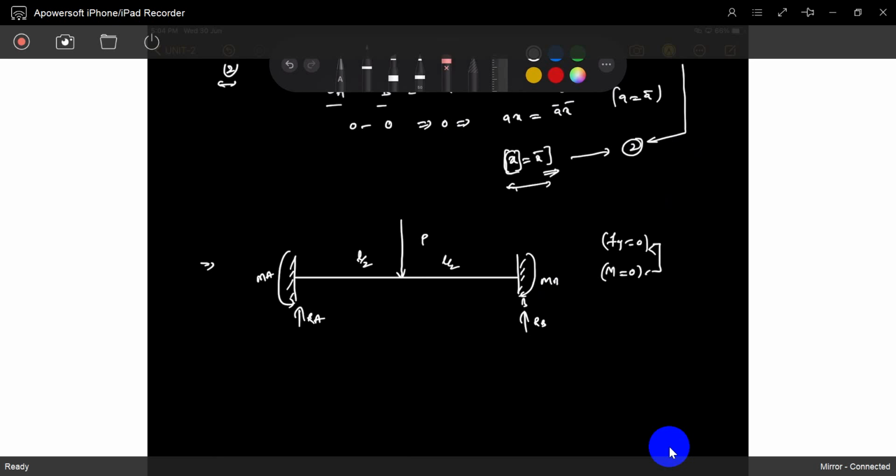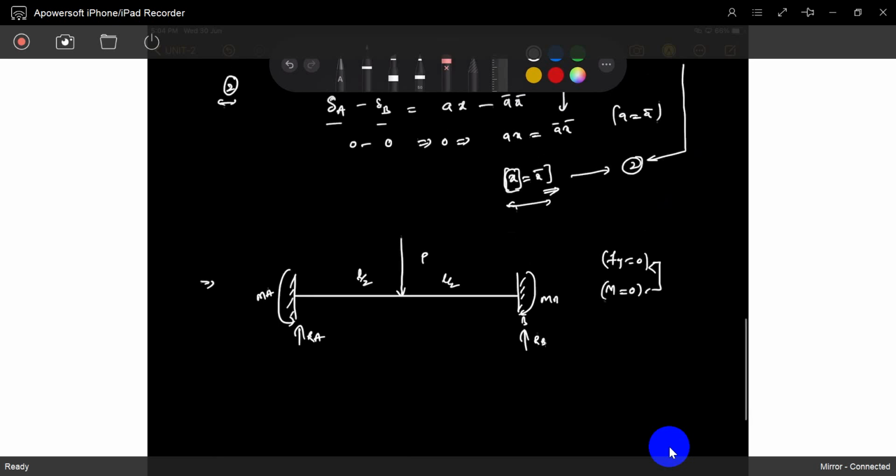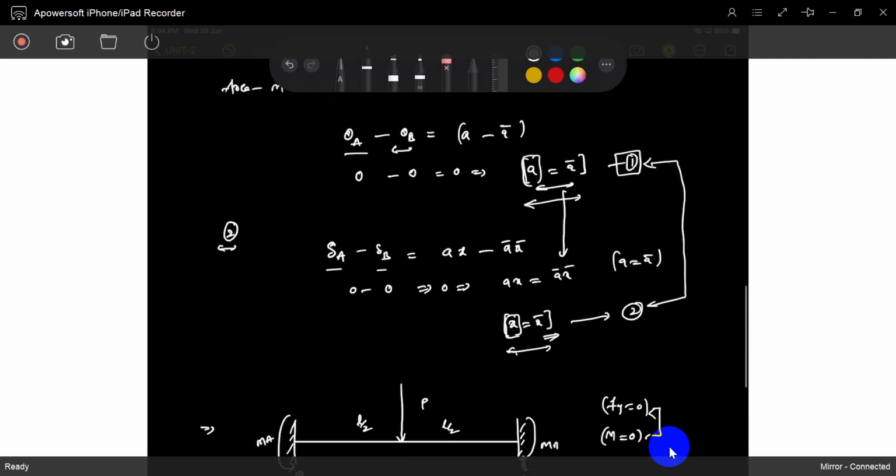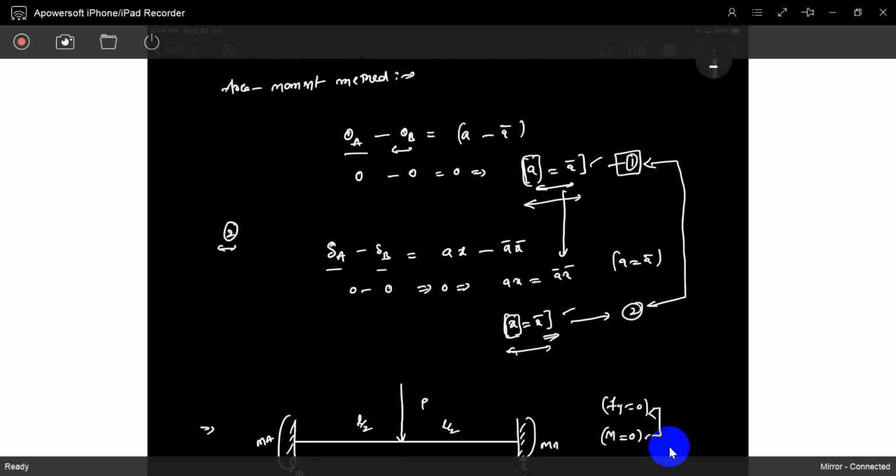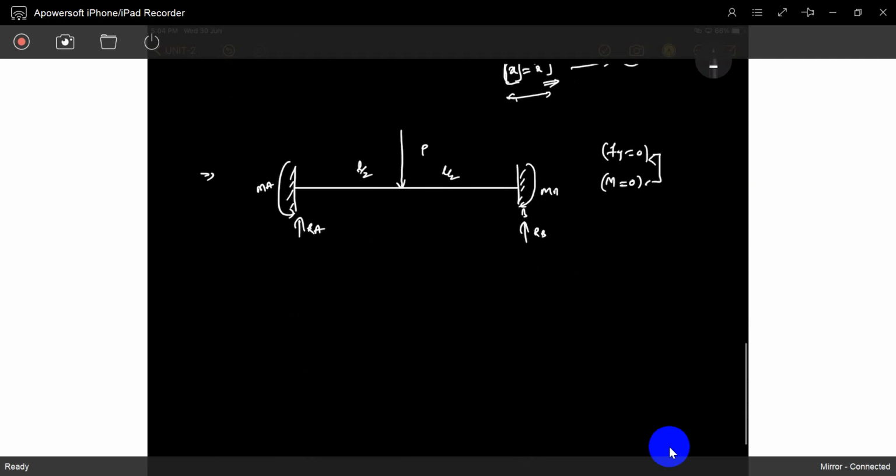So how can you solve? Based on the two extra equations we already know. We already know these two extra equations, and with their help we can solve. First you will choose simply supported, so just take it as simply supported. Apply a force. So what is the bending moment diagram?